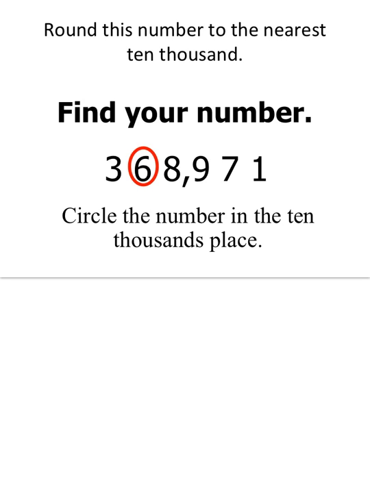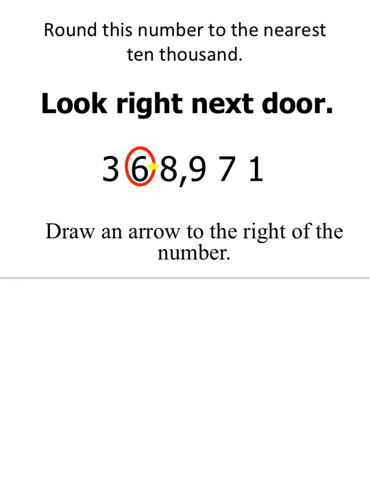Let's say a problem asks you to round the number to the nearest 10,000. First, you need to find your number. Since you're all so good at place value, this should be easy. The 6 is in the 10,000s place, so circle the number in the 10,000s place. Next, you're going to look right next door. You circled the 6, that's where you're rounding, so draw an arrow to the right of that number. Now we're looking at the 8 that's next door to the 6.